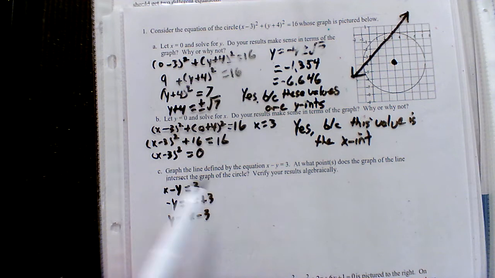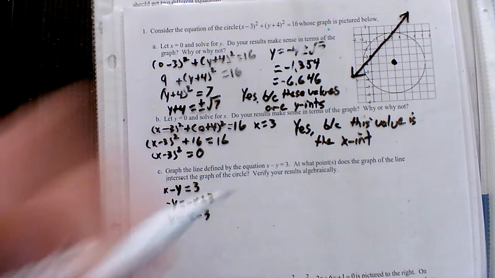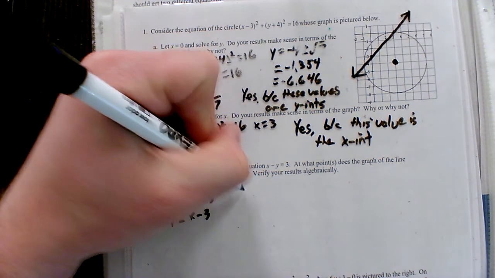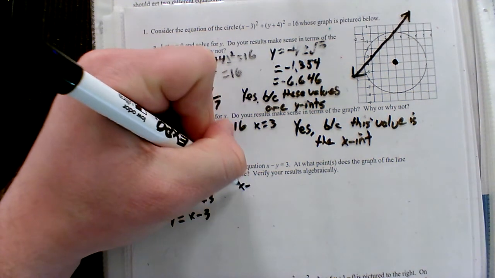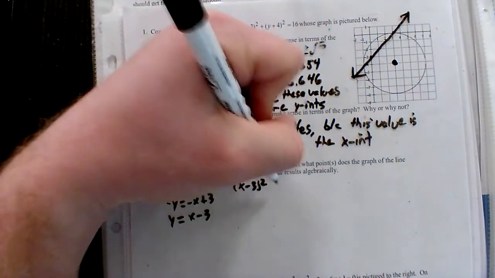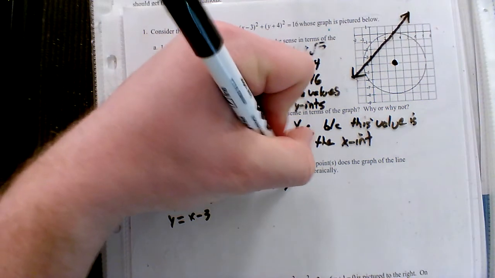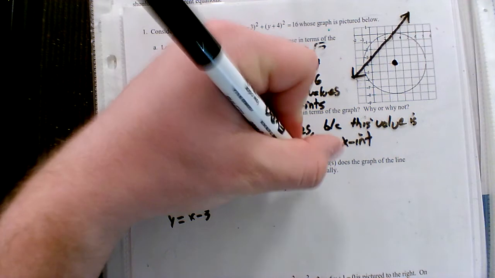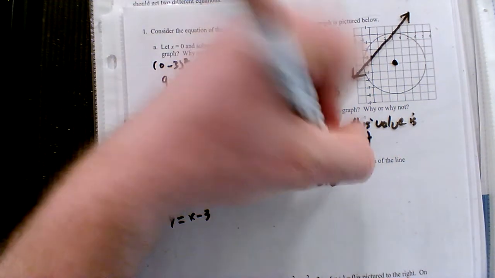Alright, so it said graph the line. Well, we already did that. At what points do the graph and the line intersect on the graph of the circle? So what we need to actually do is, if we look at the original, so let's write the original equation of the circle down. X minus 3 squared plus y plus 4 squared equals 16.